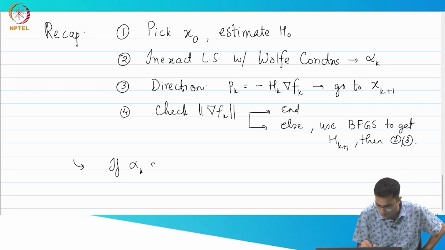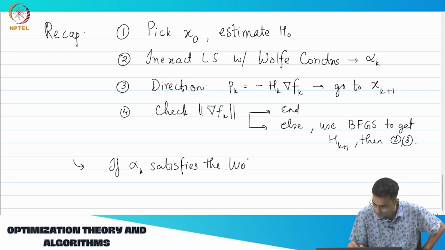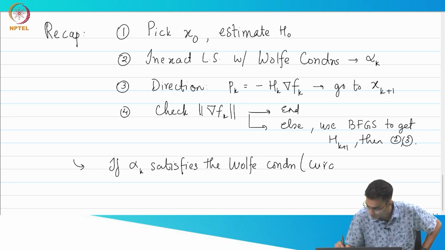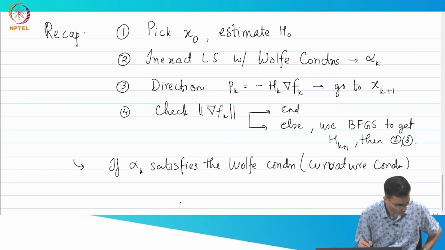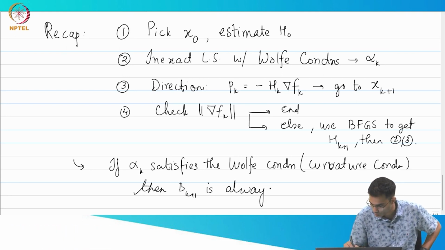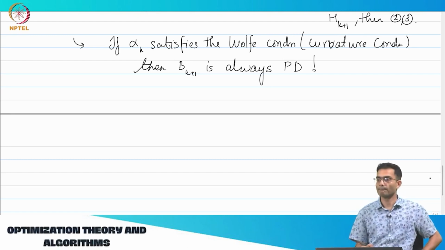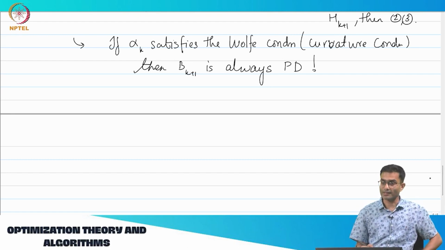It says that if alpha k satisfies the Wolfe condition, in particular the curvature condition, then Bk plus 1 is always positive definite. A surprising result, right? And not only is it surprising, the proof is also very simple.